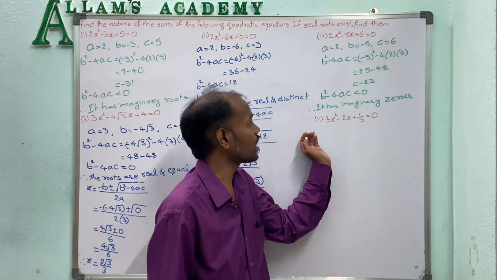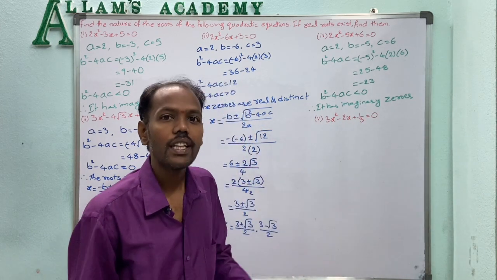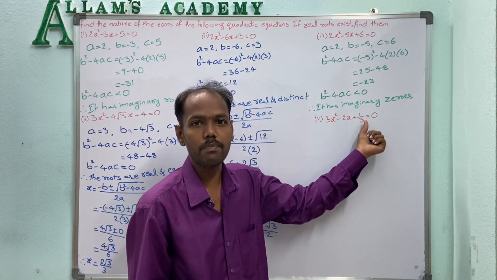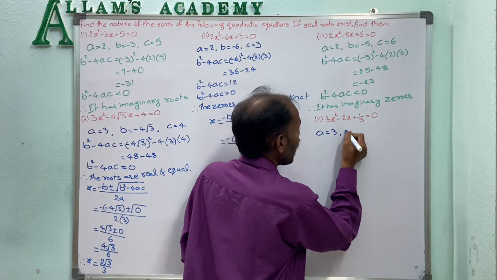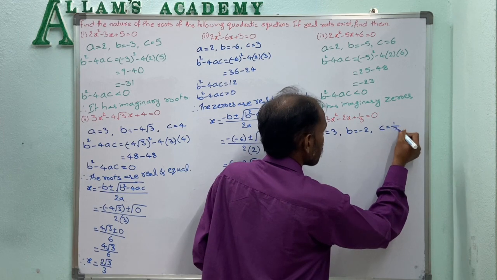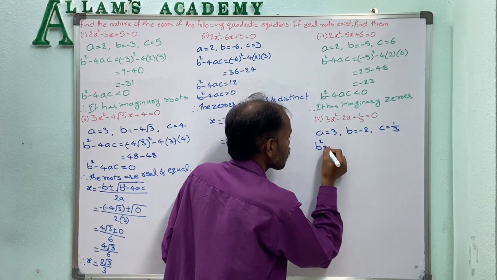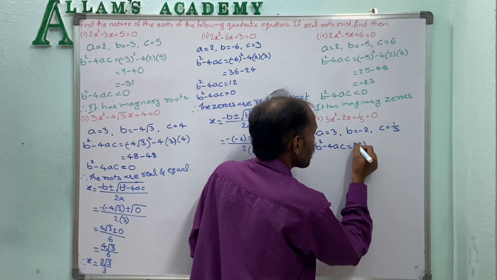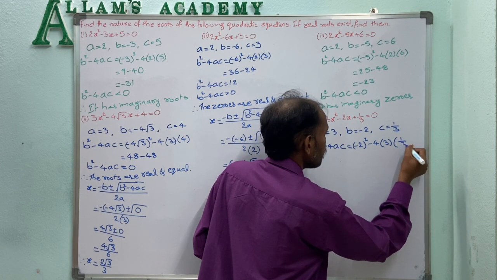Now for the quadratic equation 3x square minus 2x plus 1 by 3 equal to 0, we have to find whether it has roots. So comparing with the general form of the quadratic equation ax square plus bx plus c equal to 0, here a equal to the x square coefficient that equal to 3, b equal to the x coefficient that is minus 2, and c equal to the constant term that is 1 by 3. Now find the nature of the roots, that is b square minus 4ac. So b square minus 4ac, where b equal to minus 2 whole square minus 4ac, 4 into a equal to 3 and c equal to 1 by 3.